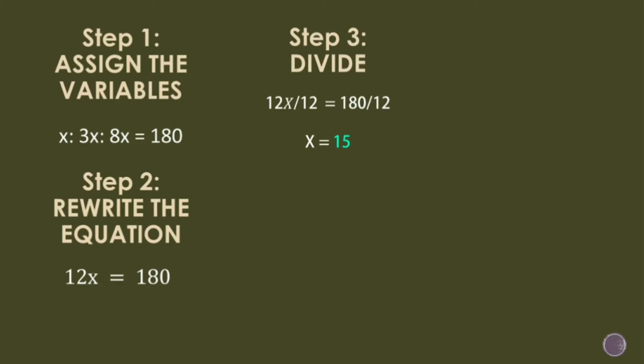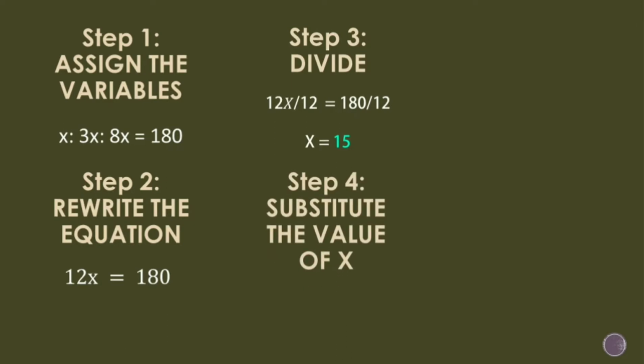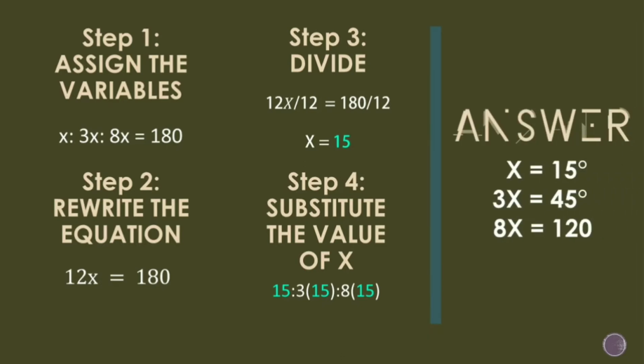Now that we have the value of x, let us substitute it to the three angles. x is equal to 15 degrees. 3x is equal to 3 times 15 equals 45 degrees. 8x is equal to 8 times 15 equals 120 degrees. To verify our answers, let us add the three angles. 15 plus 45 plus 120 is equal to 180.